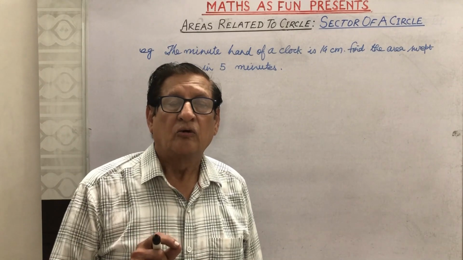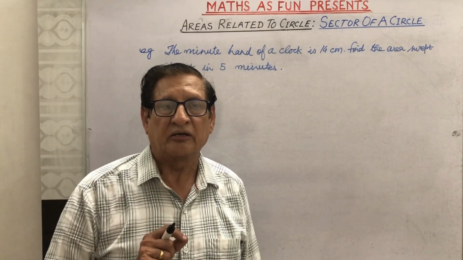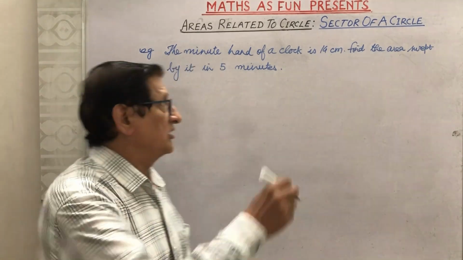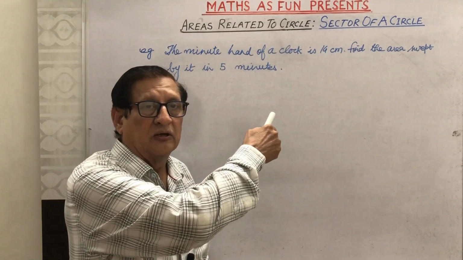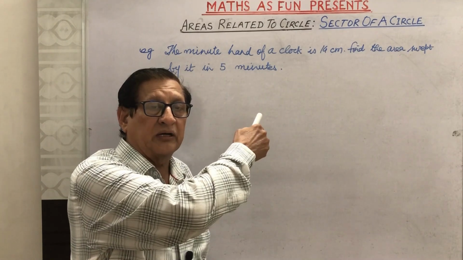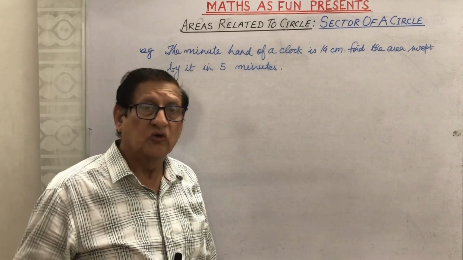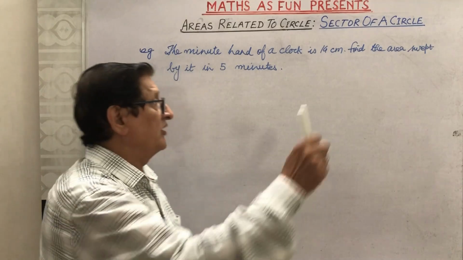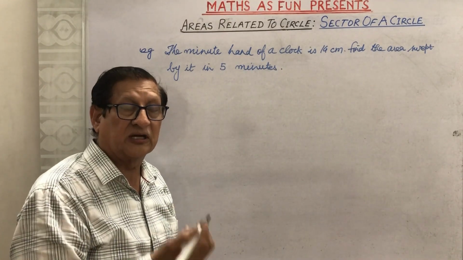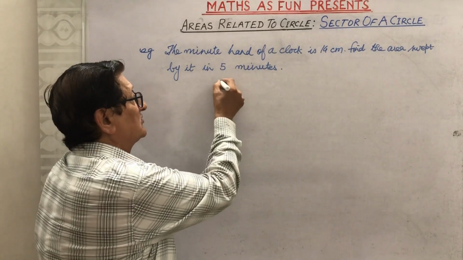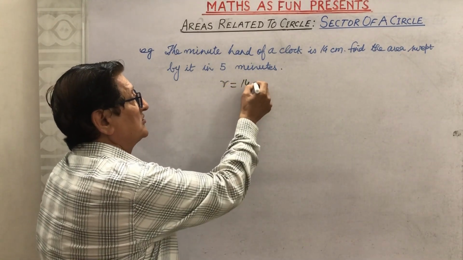Let's discuss now one example based on finding the area of a sector. The example is: the minute hand of a clock is 14 centimeter long. Find the area swept by it in 5 minutes. To find the solution, we see that the length of the minute hand, 14 centimeter, will act as the radius of the circle. So r is equal to 14 centimeter.